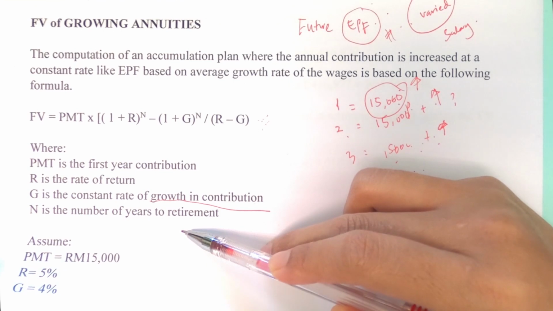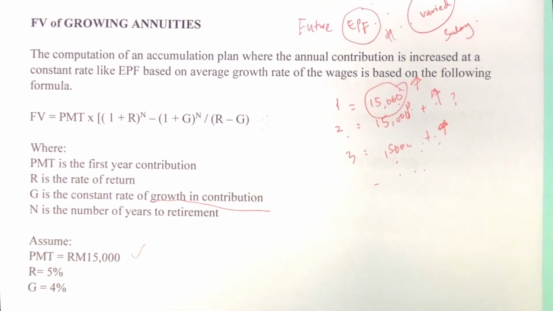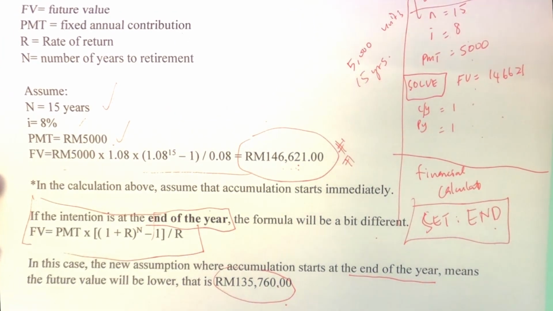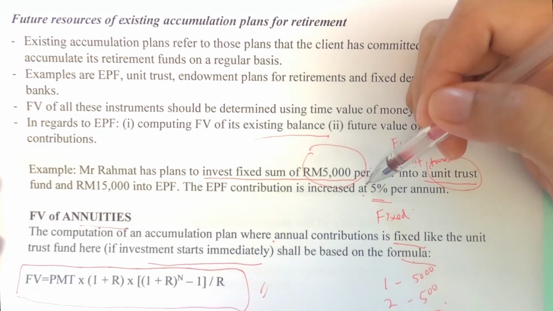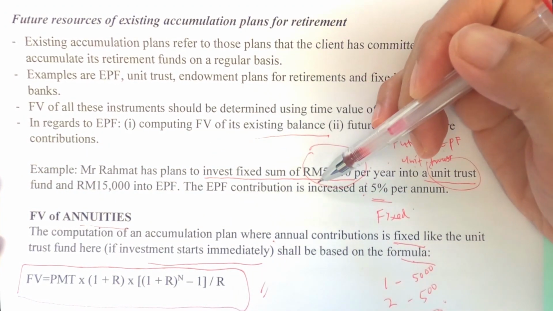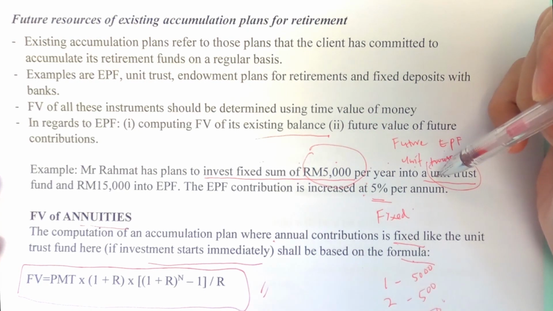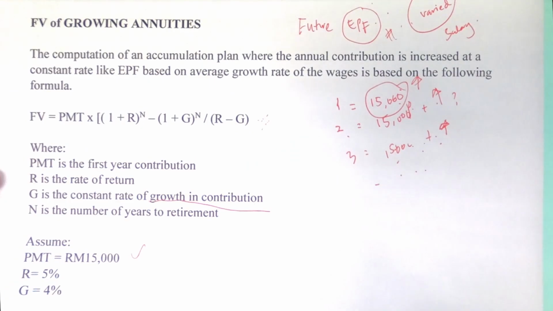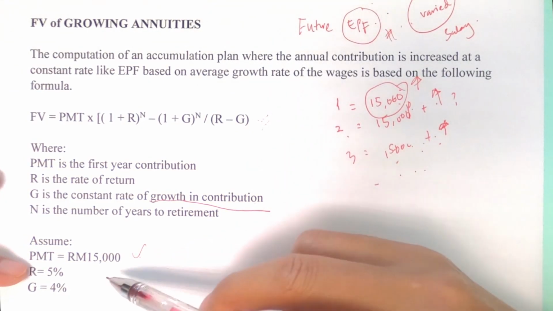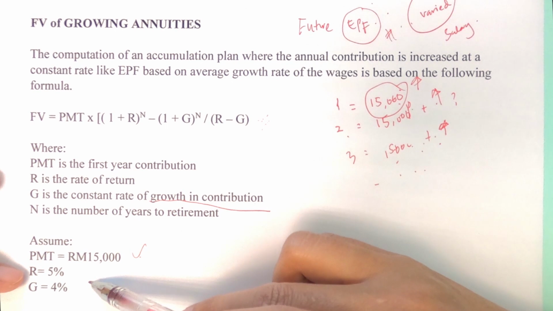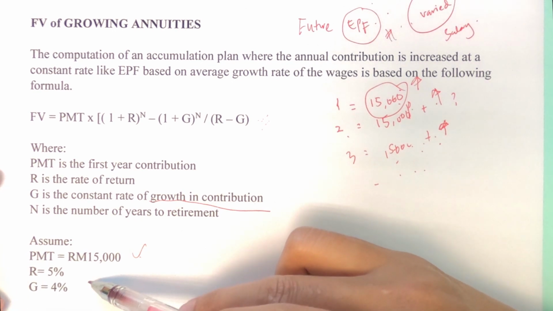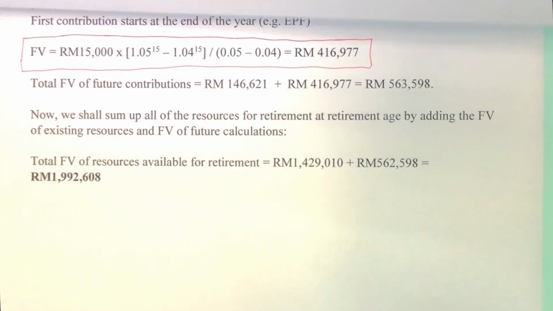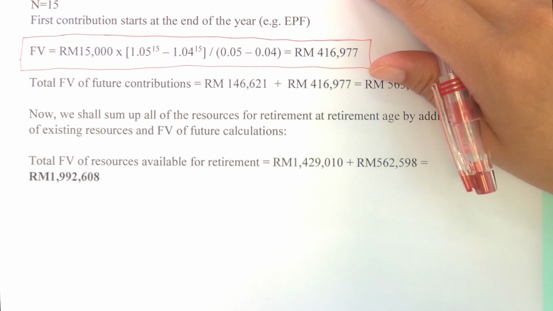Therefore, if you assume that the payment is 15,000 per year, as in the question given to us in the case of Mr. Rahmat. If you look at this question, Mr. Rahmat has planned to invest a fixed sum of 5,000 per year into unit trust and 15,000 into EPF. Therefore, in this case, PMT is 15,000. R, let's say we assume the rate of return is 5%. The constant growth rate in contribution is 4%. The N is 15 years.